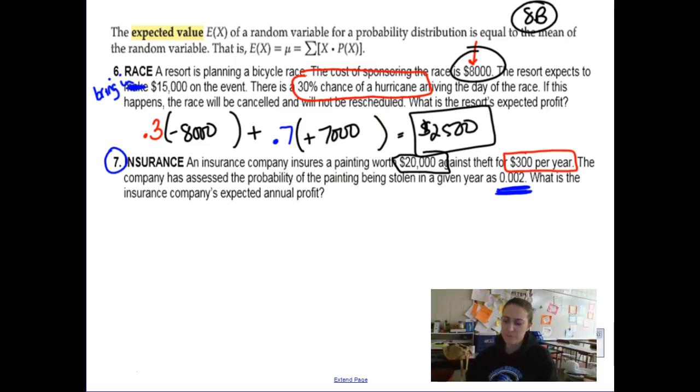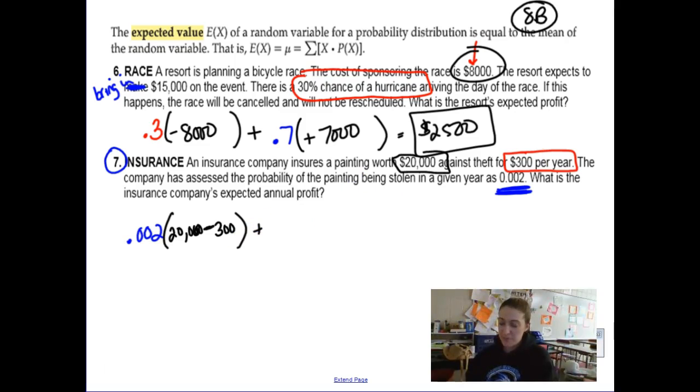Is that what it says? All right, good. So pretty low probability, but with that probability, what would be the monetary dollar amount that you have to think about? So if the painting is stolen, they're going to have to pay $20,000. But remember, your customer paid you $300, so technically speaking, you're paying the customer $19,700, right? Because you have to take away the premium that they already paid.